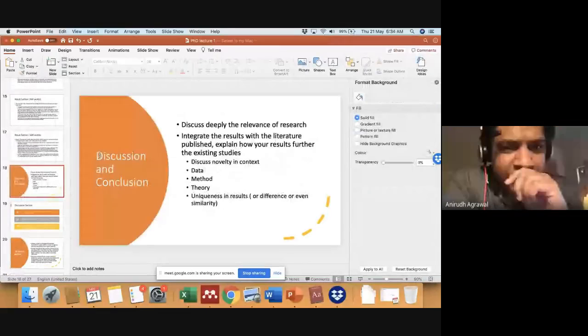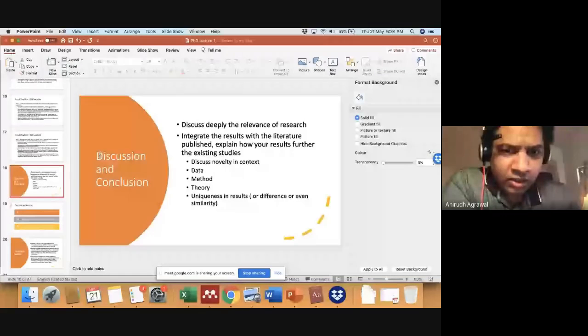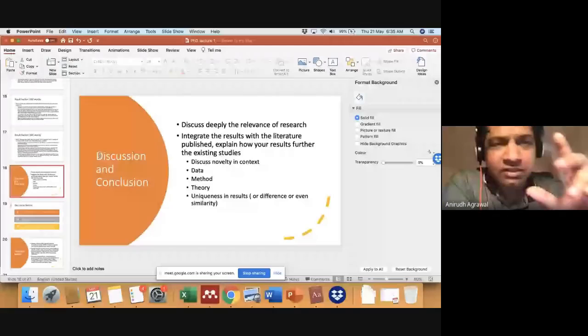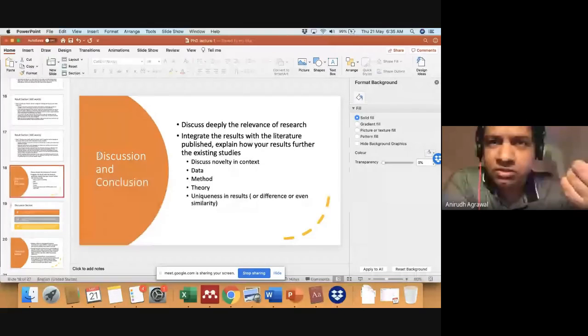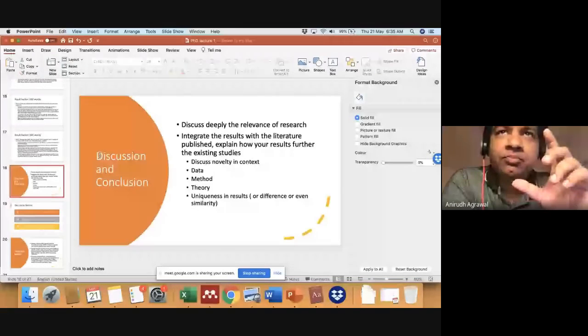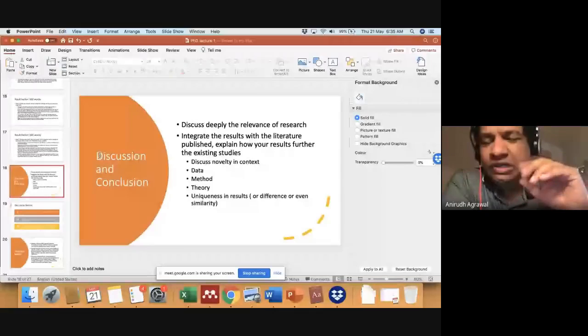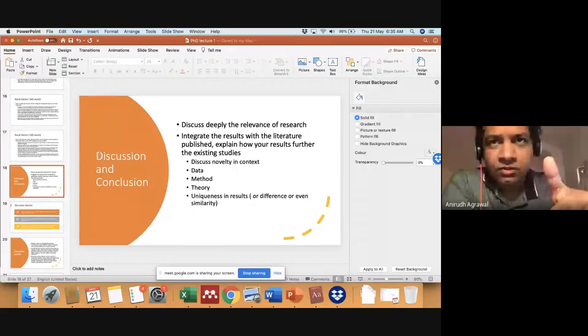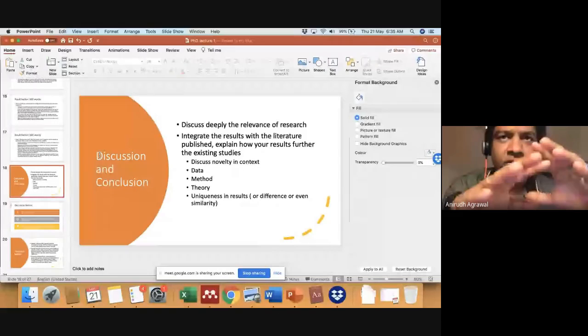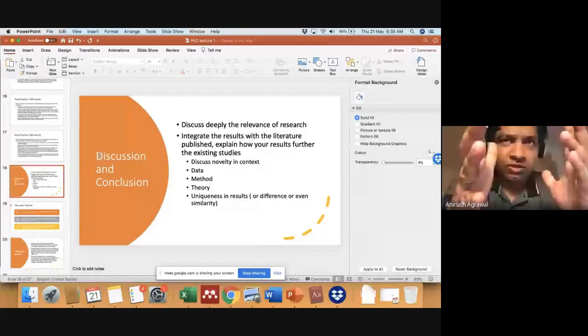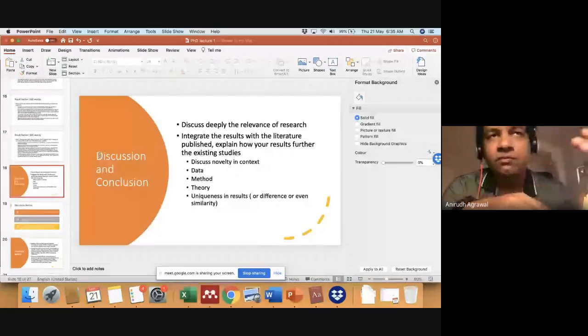In the discussion section, what is important is that you discuss the relevance of the research. In the results section, you present the results and whether the hypotheses are supported or not supported. You don't go deeper into the discussion, that is, you don't go to the theoretical level. You have two levels in a paper: a phenomenological level and a theoretical level.